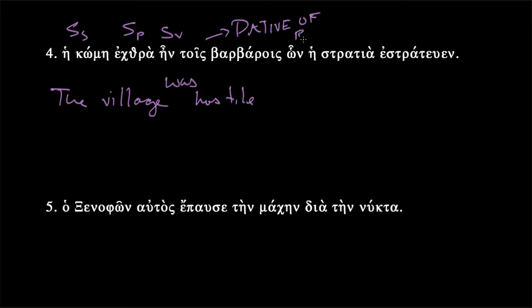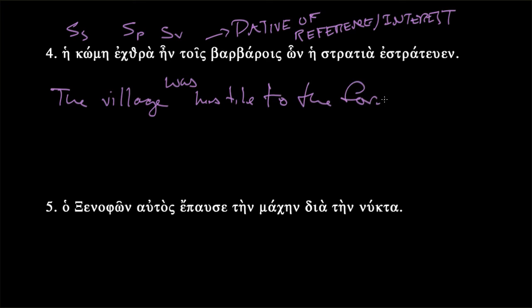of reference, we might say, or maybe of interest. Sure, there's hostility, but hostility has an object. Somebody, you tend, unless you're Groucho, or not Groucho, Oscar the Grouch, not to be hostile toward everything and everyone. You have objects of your hostility. You like some people, you don't like others. So this village was hostile. Well, who is it hostile to or toward? It's hostile to the foreigners, the barbarians.